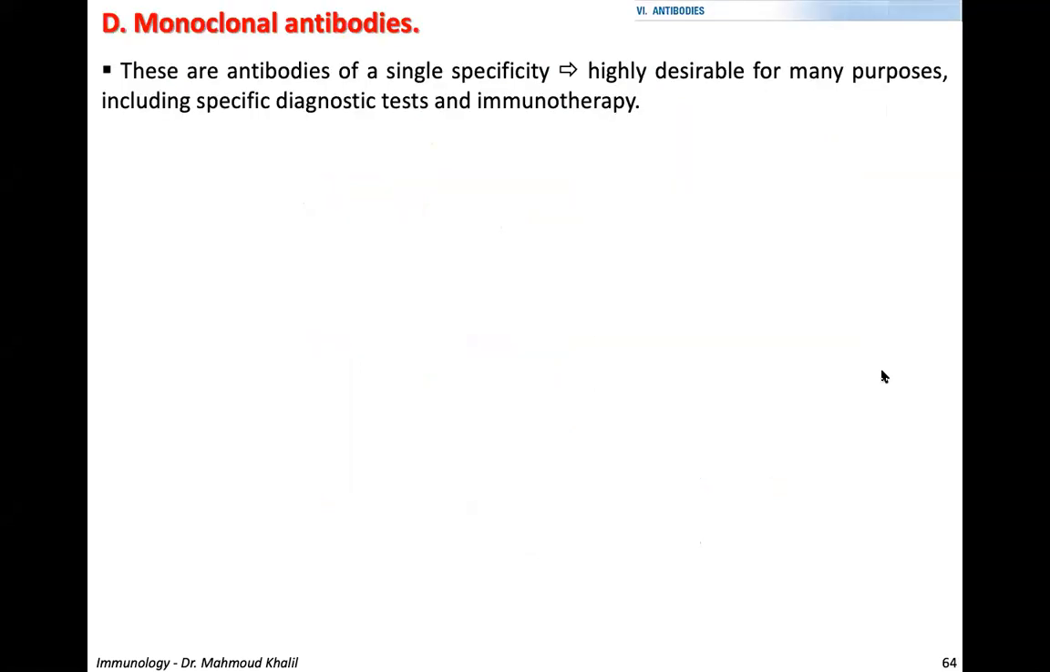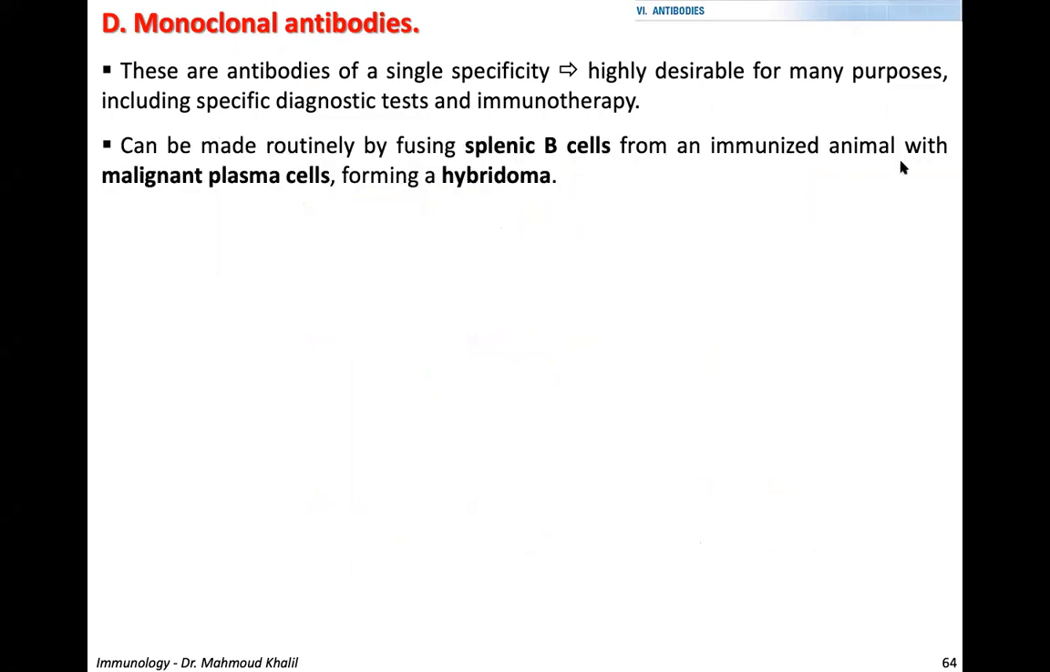So let's talk about special types of antibody, mostly generated in the lab, called monoclonal antibodies. So what are monoclonal antibodies? These are antibodies of a single specificity. They are highly usable and desired for many purposes. They can be used in specific diagnostic tests and immunotherapy.